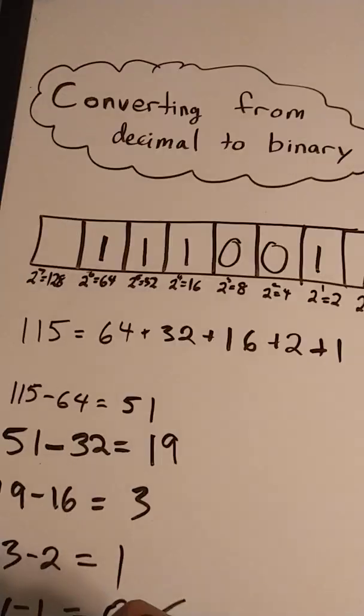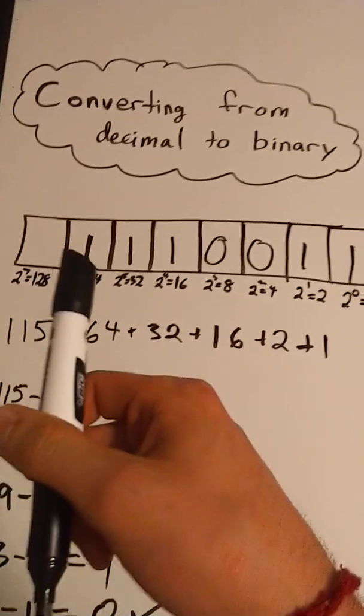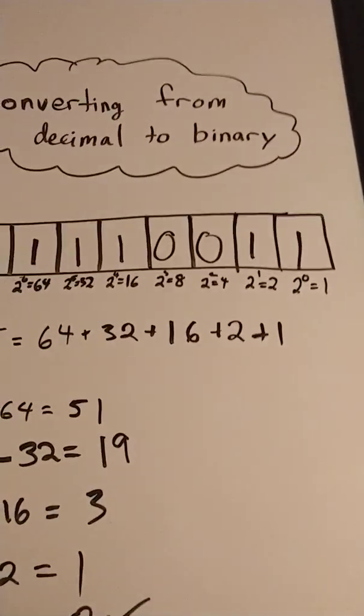So we're done. Now we know that the number 115 in binary would be 1, 1, 1, 0, 0, 1, 1. Okay, so there you have it.